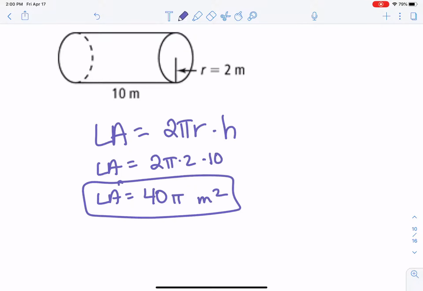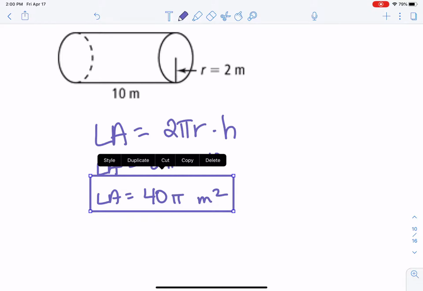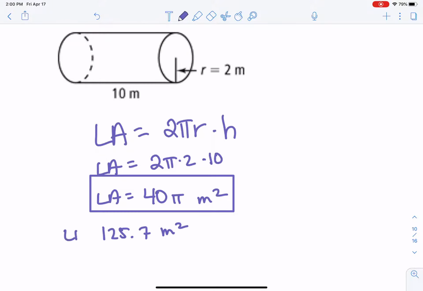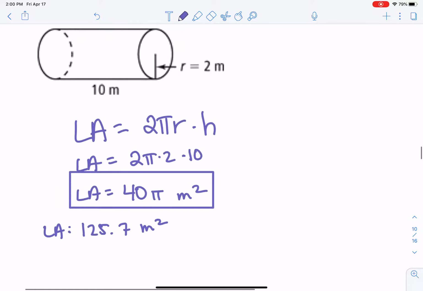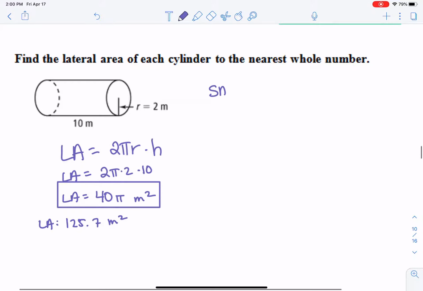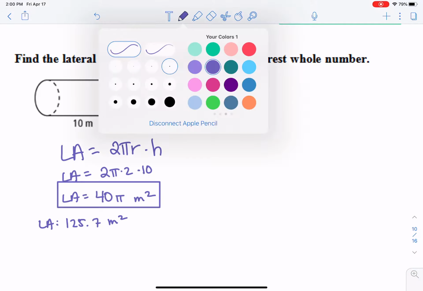I like leaving it in terms of pi because it's more accurate, but if you would like, you can round, and that will be 125.7 meters squared for the lateral area, lateral surface area. So that was quick. The surface area, gotta switch colors.